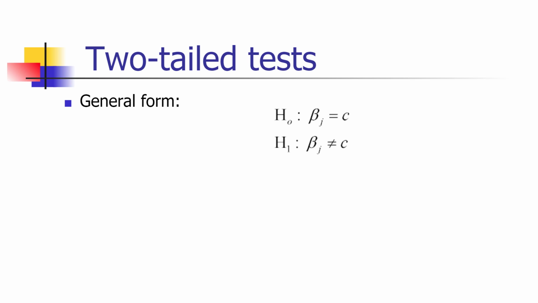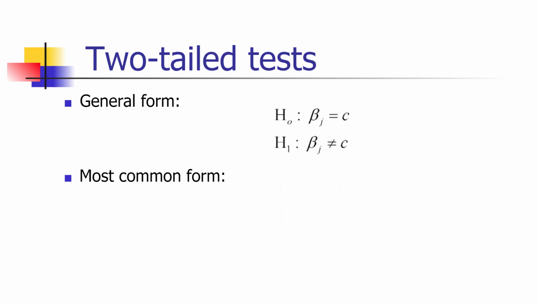The general form of this is to test the null hypothesis, which in a sense is the default condition, which specifies what may be true, which in this case is beta j equals some constant. The alternative to that is that beta j is not equal to that constant. For these hypothesis tests to work, these two hypotheses must be mutually exclusive and collectively exhaustive. In other words, they have to cover all possible cases. So in this case, either beta j is C or beta j is not C. Together, those represent all the possible outcomes.